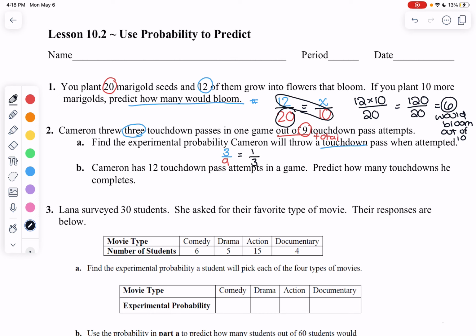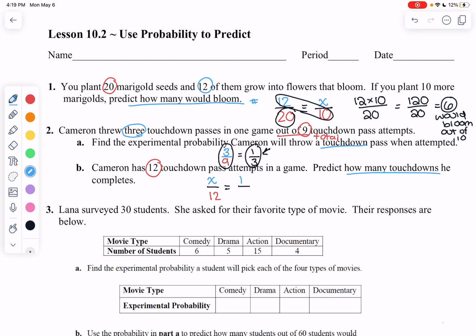B says Cameron has 12 touchdown pass attempts in a game. Predict how many touchdowns he completes. So we'll do the same thing that we did in number 1, okay? Where now, if my total is 12, I want to guess how many touchdowns will happen. Or if I had this fraction, blank over 12, okay, how do I solve for how many touchdowns, how many things that I want to happen will happen? Well, I'll set this equal to either one of these fractions. I'm going to use 1 over 3 because it's going to be smaller numbers.